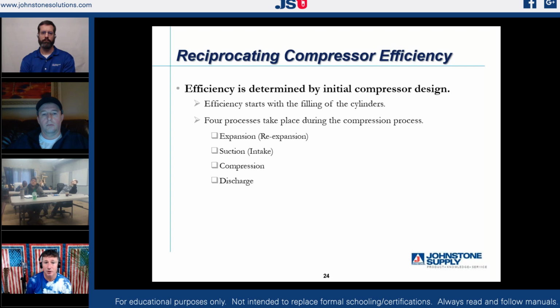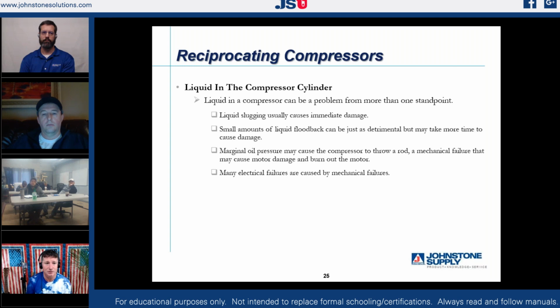So efficiency is determined by the initial compressor design, so our compression ratio. Efficiency starts with the filling of the cylinders, and then 4 processes are going to happen. So this is in our reciprocating compressors. We're going to have an expansion, a suction, intake. We're going to have a compression cycle, and we're going to have a discharge cycle.